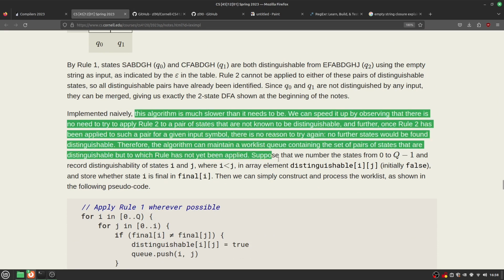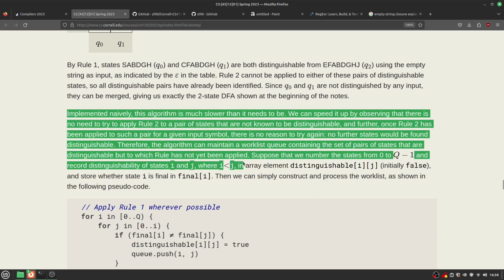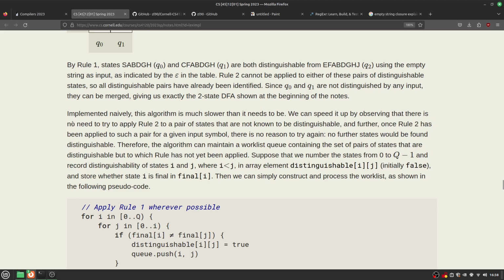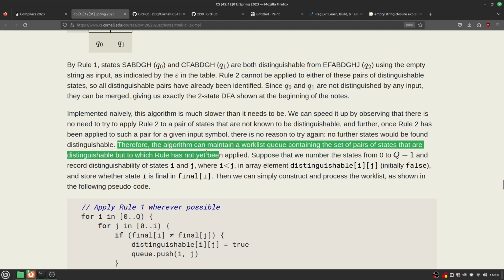Implemented naively, this algorithm is much slower than it needs to be. We can speed it up by observing that there is no need to try to apply rule 2 to a pair of states that are not known to be distinguishable. And further, once rule 2 has been applied to such a pair for a given input symbol, there is no reason to try again. No further states would be found distinguishable. Therefore, the algorithm can maintain a worklist queue containing a set of pairs of states that are distinguishable, but to which the rule has not yet been applied.